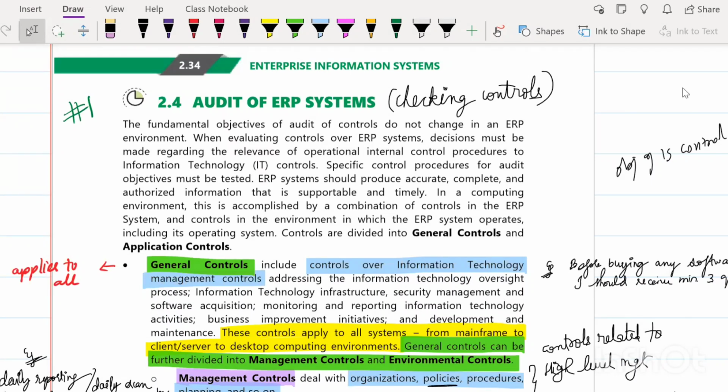So in this video we are going to learn chapter number 2 of EIS, which is Financial and Accounting Systems. This is a continuation video. There is a part 1 of it which has already been uploaded, and this is the part 2 video, and this is your final part.